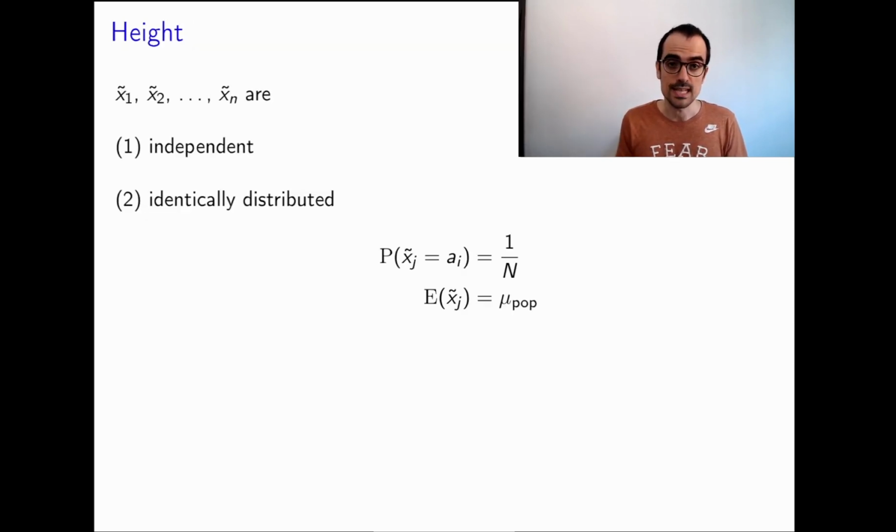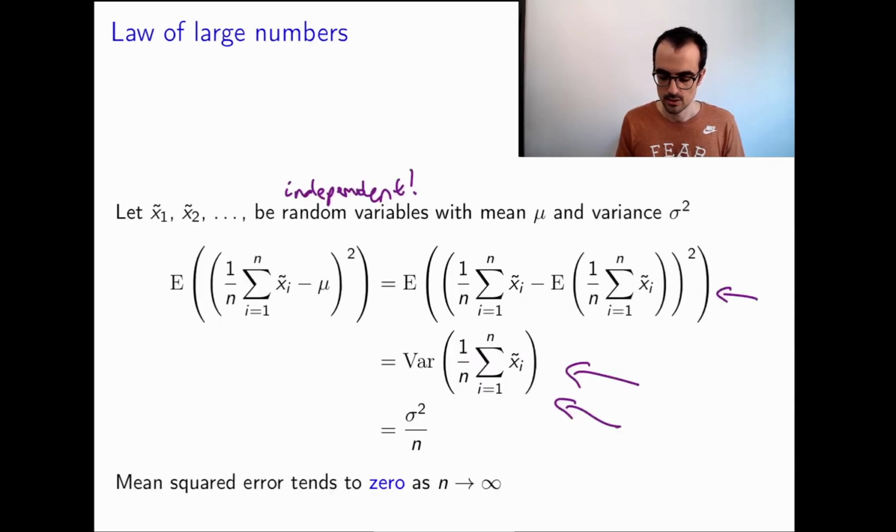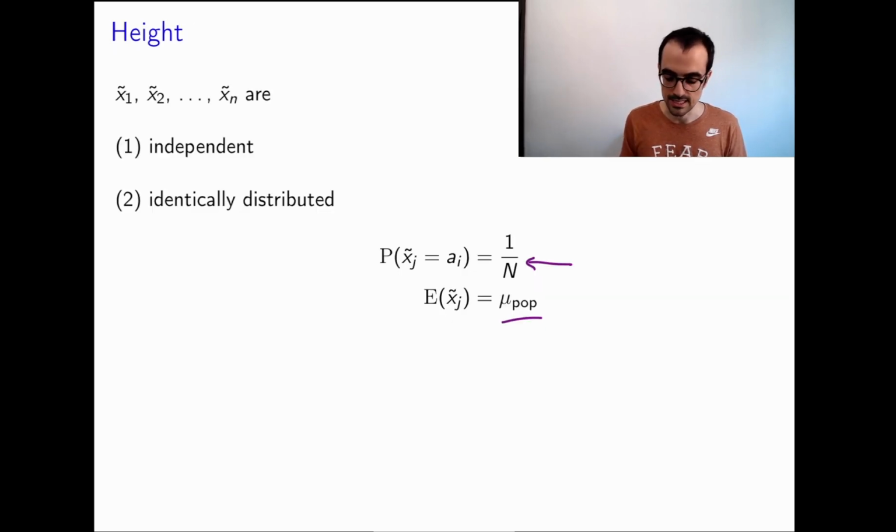Let's go back to our two examples. First, the height. We were selecting n people at random. The height of each of them is equal to one of the heights in the population, each with probability 1 over n. The mean of each of these random variables is the mean of the population, which is what we want to estimate. The mean of the sample mean is the mean of the population. And now we need the variance, right? Because in our result, we have seen that this depends on the variance. The variance needs to be finite.